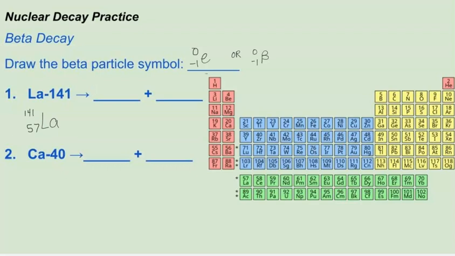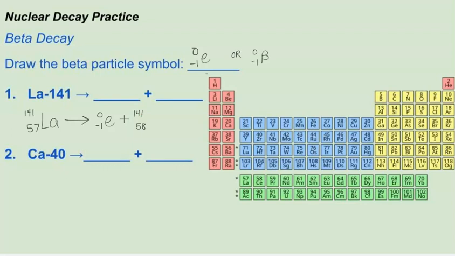And then in beta decay, we are going to create that electron coming off. And then we need to make our numbers add back up to our original value. So I need to ask myself, what plus -1 gives me 57? So essentially, what minus 1 gives me 57? And of course the answer is 58. And then what plus 0 gives me 141? Well, it's still a mass of 141.